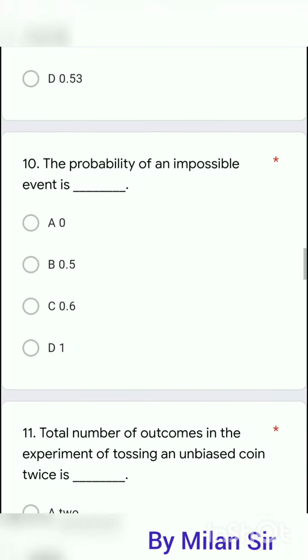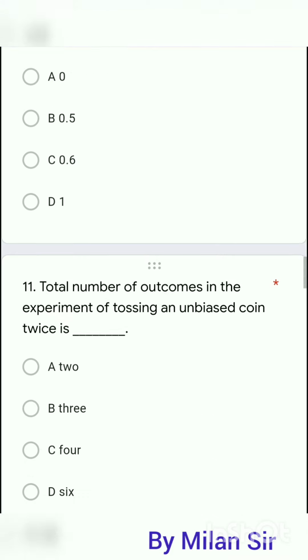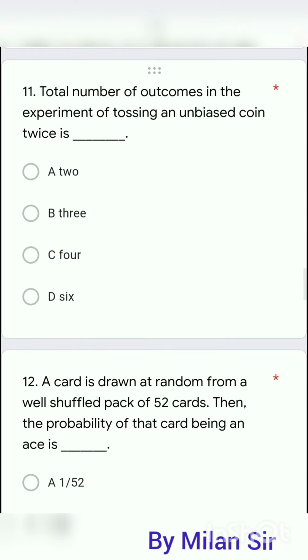After that, question number 10. The probability of an impossible event is, we already learned this thing in our theory part, the probability of an impossible event is 0. So here option A is the correct answer, 0. And the probability for a certain or sure event is 1, right? But here for an impossible event, the probability is 0.